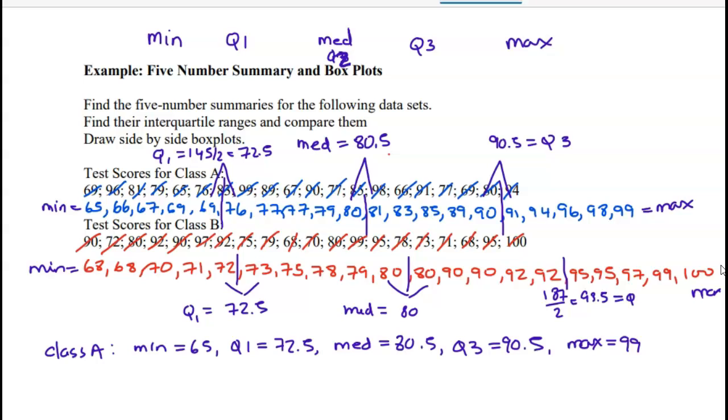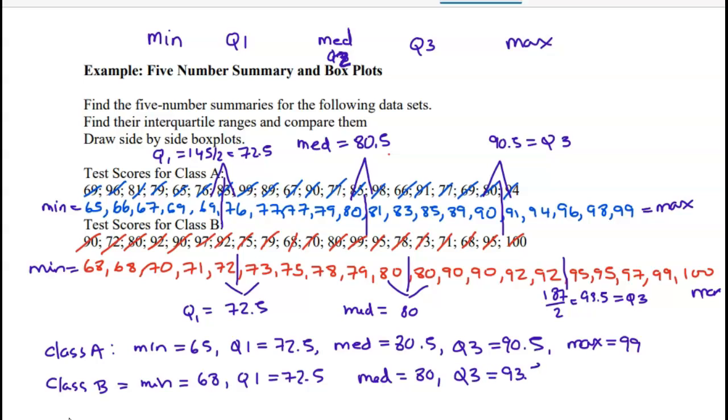So this is Q3. All right, so for class B, we have the minimum is 68, Q1 is 72.5, median is 80, Q3 is 93.5, and the maximum is 100.